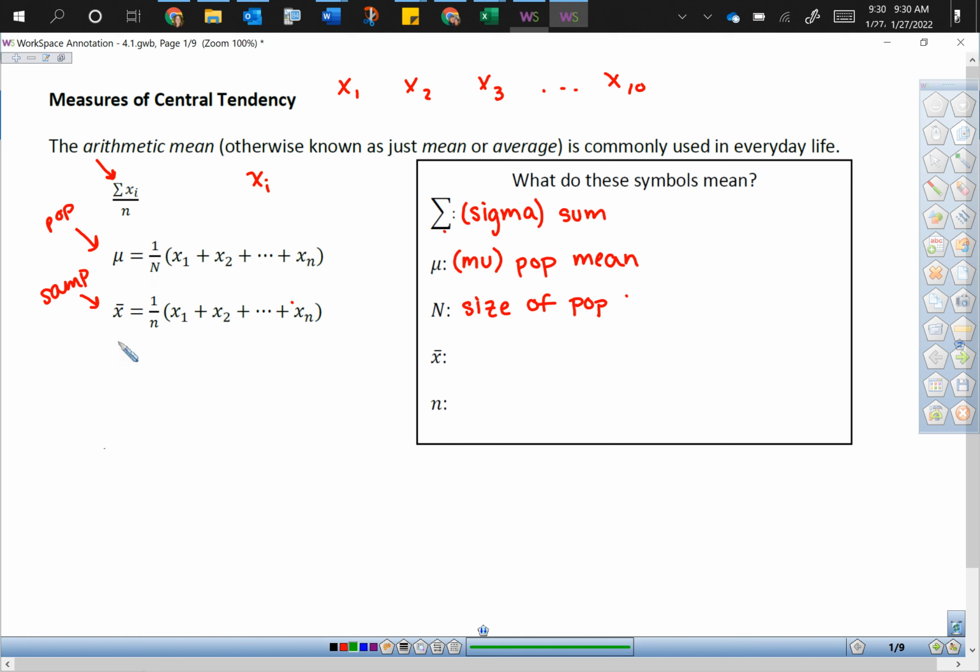Now the next one is the sample mean. Now this one looks like this. It has an x with a bar on top of it. Here's how we say it. We literally just say x bar.